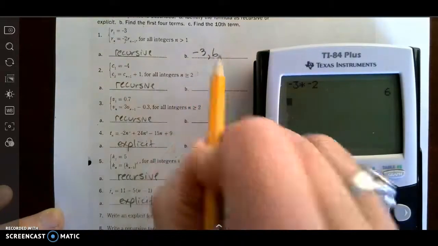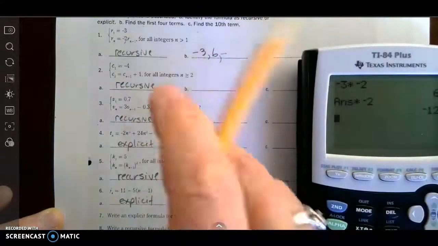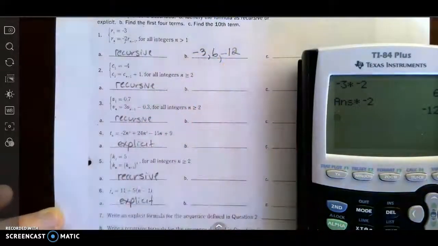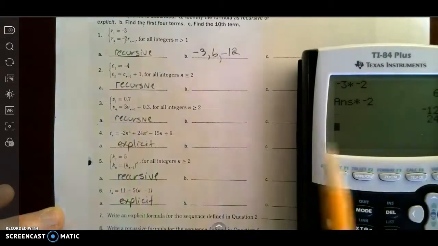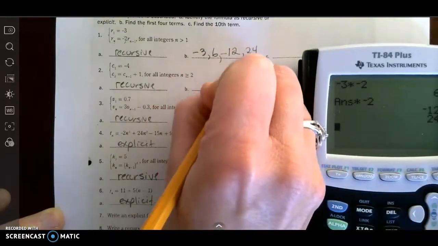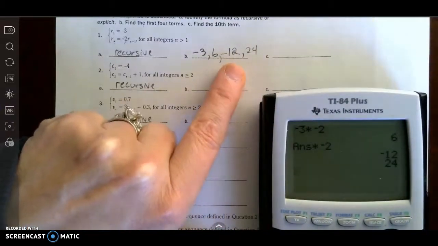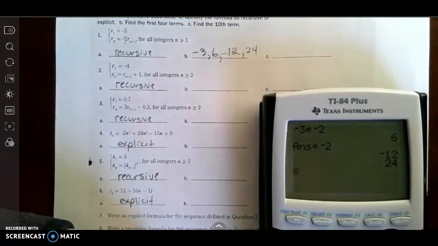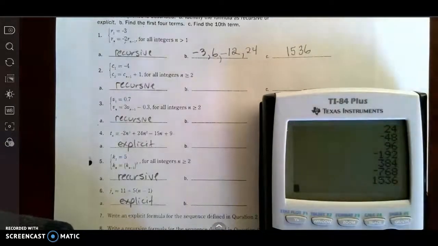I'm going to do the same thing. I'm going to multiply by -2, 6 times -2, and I get -12. Remember I said once you put it in twice like that, times -2, it knows it is a pattern, so I can just start hitting enter. 24. Now in order to get to the 10th term, I don't know of any shortcut, so I'm just going to have to count: this is the 4th term, 5th term, 6th term, 7th term, 8th term, 9th term, 10th term, right there, 1,536. So using a calculator really can help.